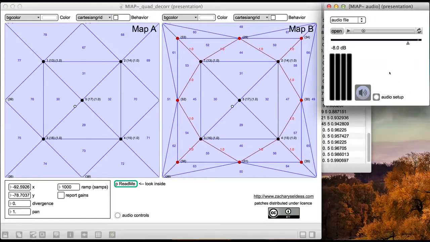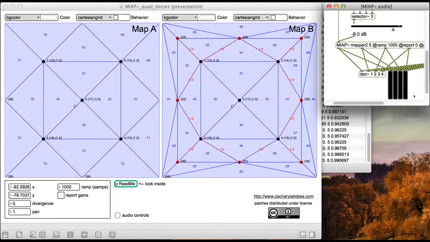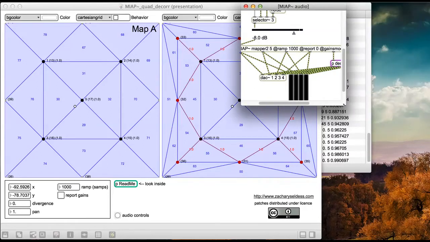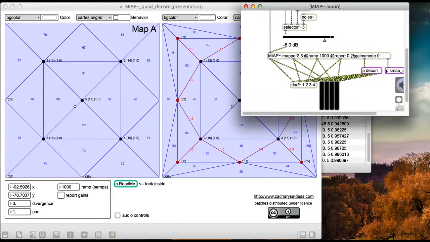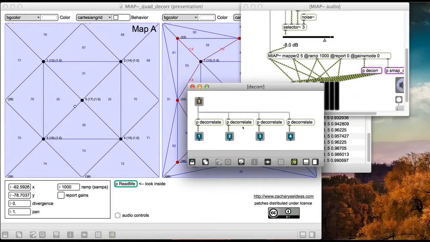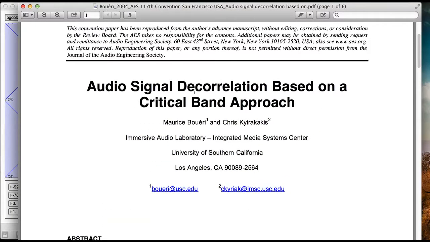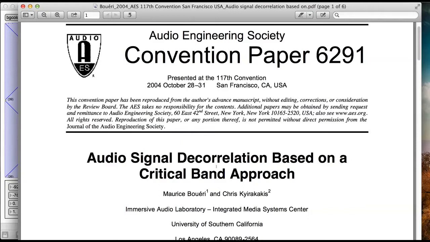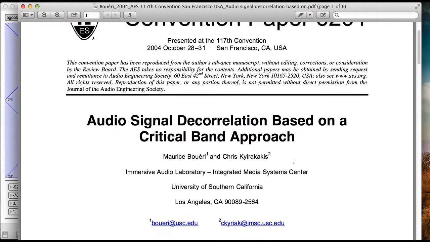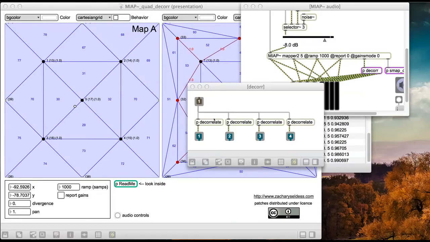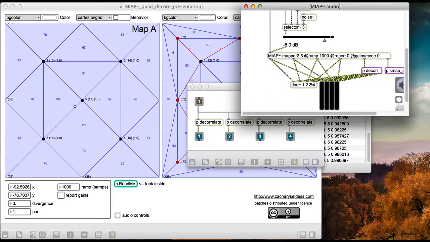And that fifth speaker node, if we look at this patch, we've got a panner with five outputs. Those first four speaker nodes are going to the DAC, to, you know, supposedly one of four loudspeakers. The fifth speaker node is going through a subpatch, a decorrelation algorithm that is a slightly simplified version of what these authors did. I published a paper in 2004, a critical band approach to audio signal decorrelation. So I've got a little subpatch doing audio decorrelation. I'm decorrelating it four times and then sending those on to the four DAC outputs going to the same four speakers.